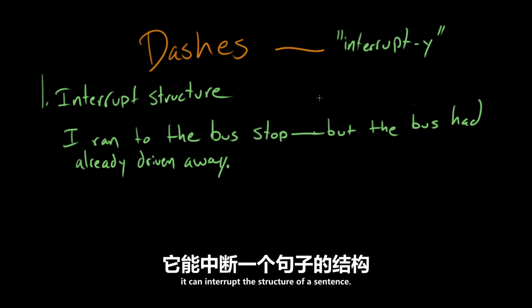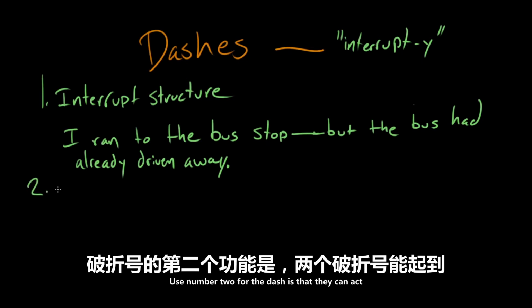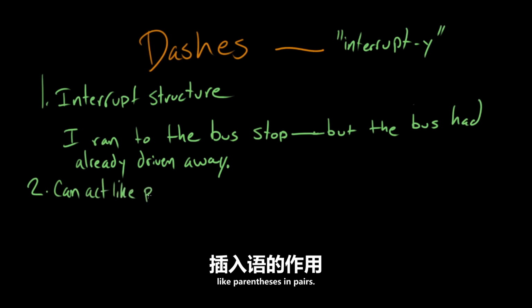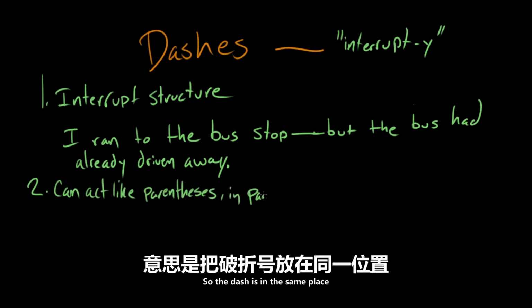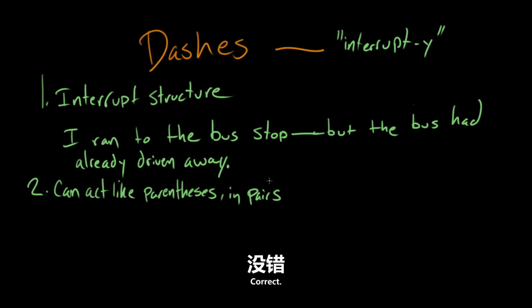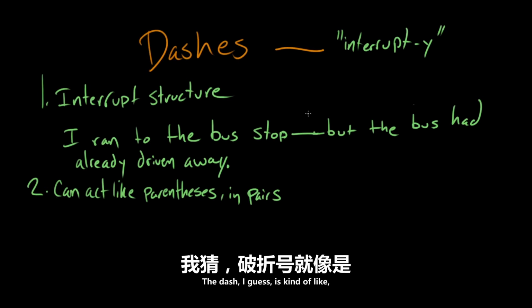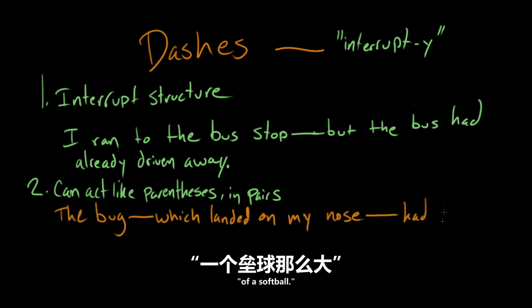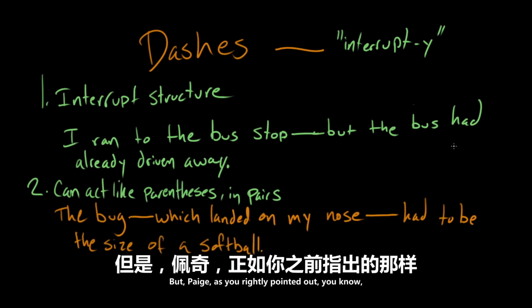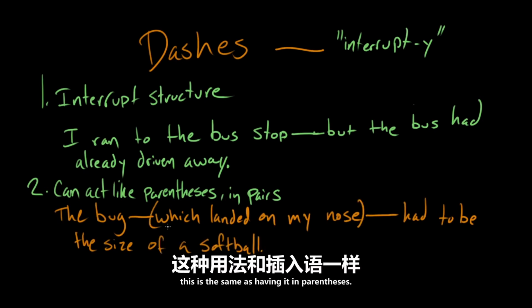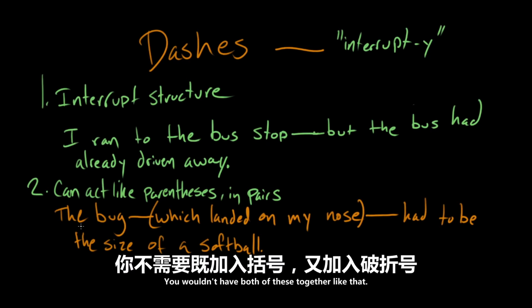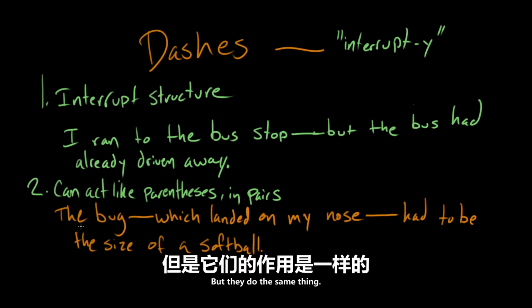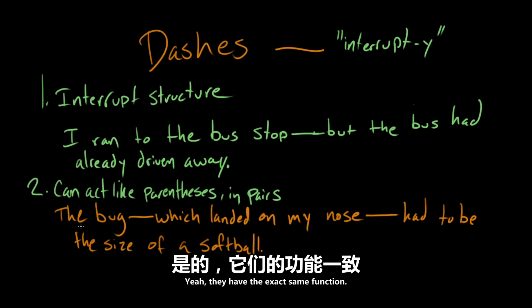It can interrupt the structure of a sentence. Use number 2 for the dash is that they can act like parentheses in pairs. So the dash is in the same place as another type of punctuation could be. Correct. So let's look at another example sentence and I'll switch colors. The bug, which landed on my nose, had to be the size of a softball. Enormous bug. But Paige, as you rightly pointed out, this is the same as having it in parentheses. You wouldn't have both of these together like that. But they do the same thing. They have the exact same function in this case.